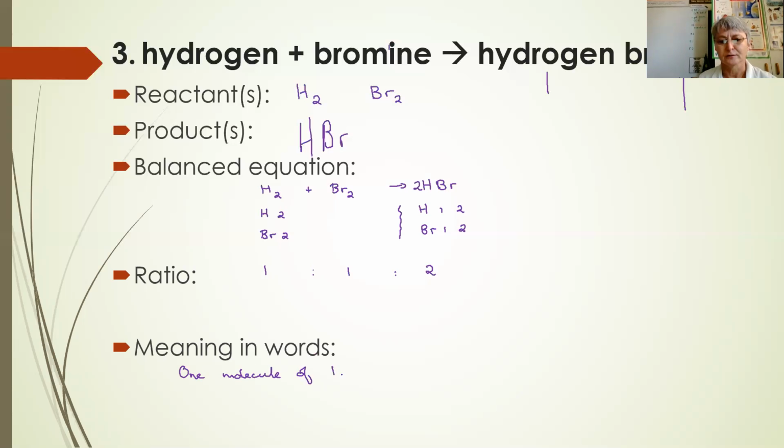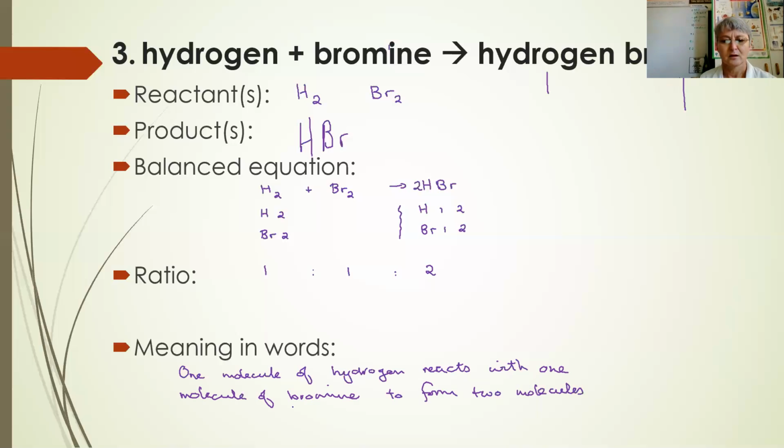of hydrogen reacts with 1 molecule of bromine to form 2 molecules of hydrogen bromide.